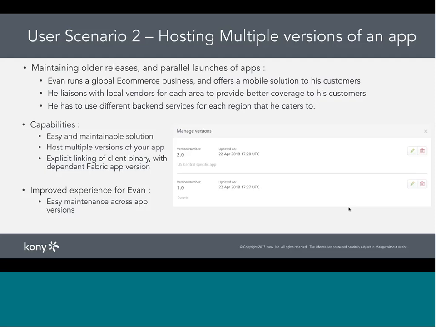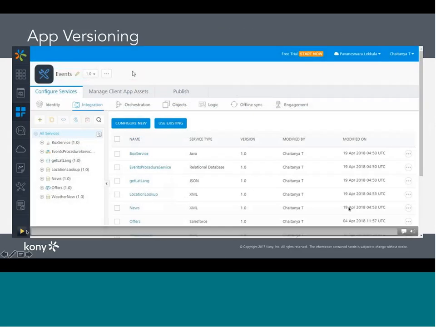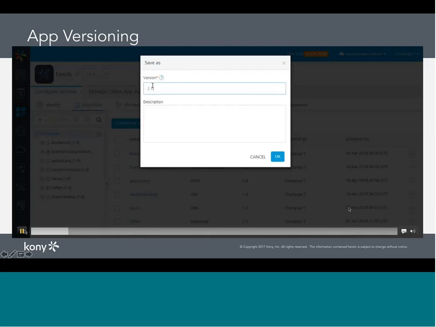So this gives me the ability to handle this kind of scenario as well. Now let's look at a demo of how this app versioning works. This is the new screen where you see the app version at the top. You can create a new version. You can give a description for it.